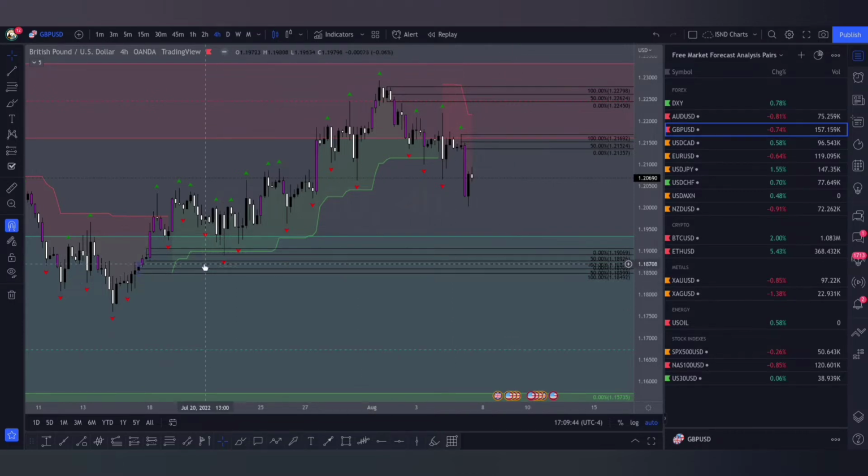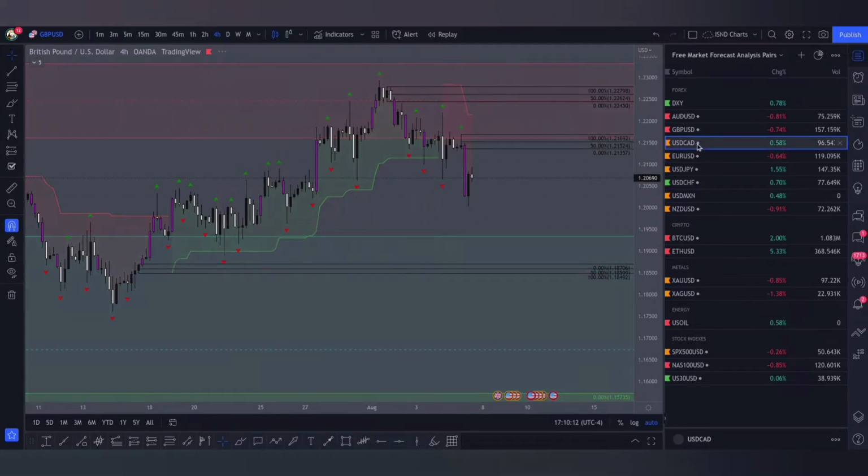However, this one has been mitigated, but we do have unmitigated 4-hour supply sitting inside of this mitigated institutional accumulation zone. So again, we're going to be two-sided, guys. That's the beautiful thing about being a supply and demand trader, and that is we can play both sides. So we just wait for price to get into our zones, wait for our confirmation entry, and then we get in. All right, USD CAD.